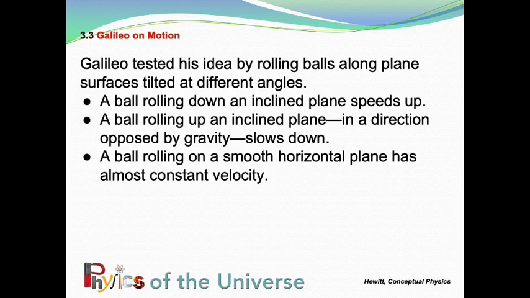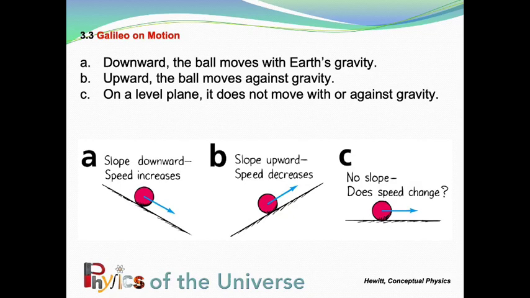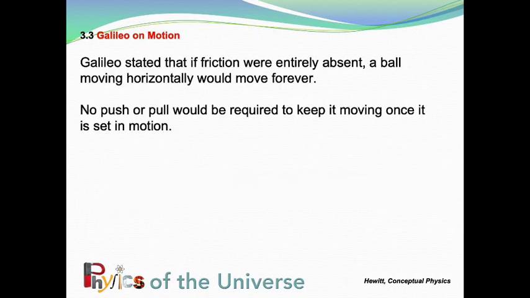He thought about how balls roll on inclined planes. A ball rolling down a plane is going to go faster. A ball rolling up is going to slow down. So he thought, well, what would a ball on a smooth, flat, horizontal surface do? It stands to reason, he thought, that if going down causes something to increase its speed and going up causes something to decrease its speed, then if there's no slope, if it's flat, the speed should not change. So in other words, if the ball is moving on a flat surface, it's going to keep going at that constant velocity. So again, if there were no friction, a ball would move on forever.